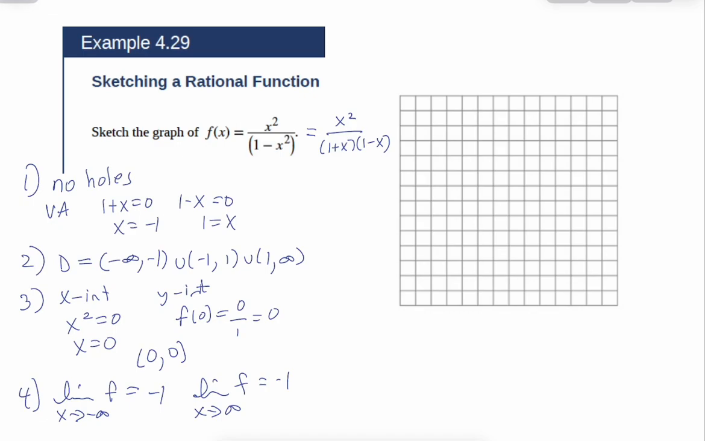So now here's the fun part. We have to take the derivative. So to take the derivative, I'm going to use this version right there. Okay. So our derivative is what we do for step 5. So it's going to be a quotient rule, unfortunately. So it is the bottom times the derivative of the top minus the top times the derivative of the bottom, all over the bottom squared.